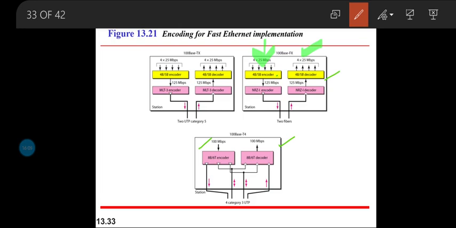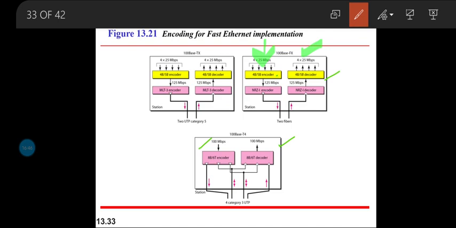Why it is more complicated is because this implementation uses category 3 UTP, and each twisted pair cannot easily handle more than 25 megabaud. So if there are 4 twisted pairs, then it can make use of 25 megabaud each, like 25 into 4 will give us 100 megabits per second data transmission. But if it is only 3, these 3 will be making use of 3 into 25, which is 75 megabaud bandwidth, which is not actually sufficient.